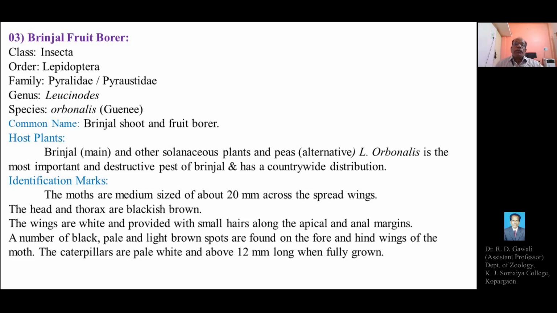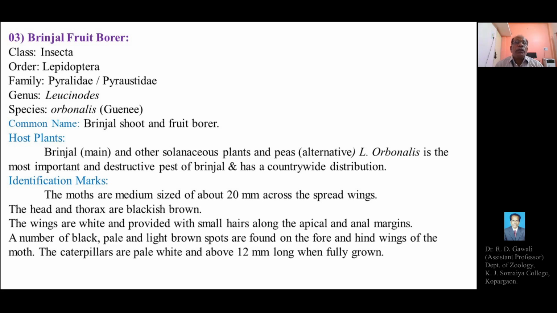Hello students, last time we explained about the life cycle of Jowar stem borer and red cotton bug. Today we are going to explain the life cycle of Brinjal fruit borer.